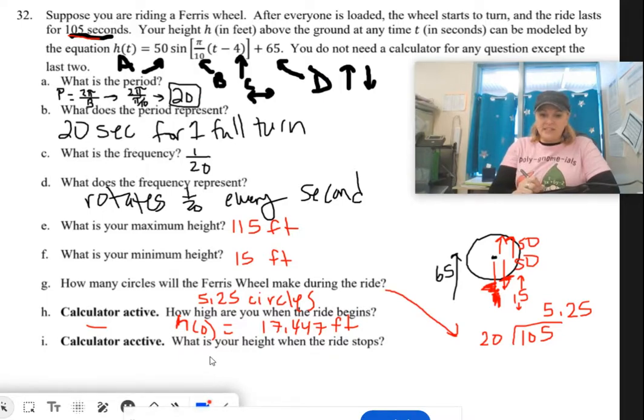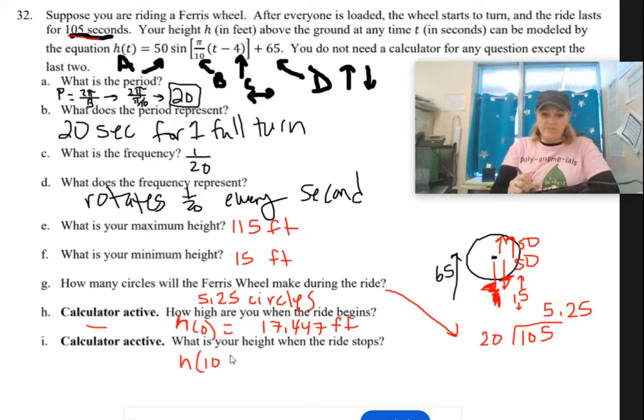And what is the height when the ride stops? So that's the end. H of 105. Again, grab that calculator, plug it in. It is approximately 80.451 feet.